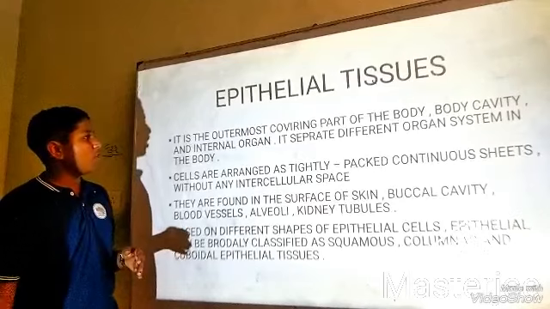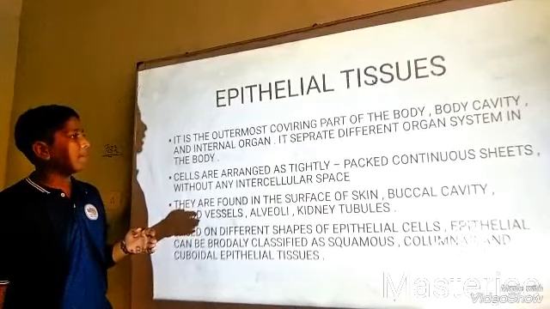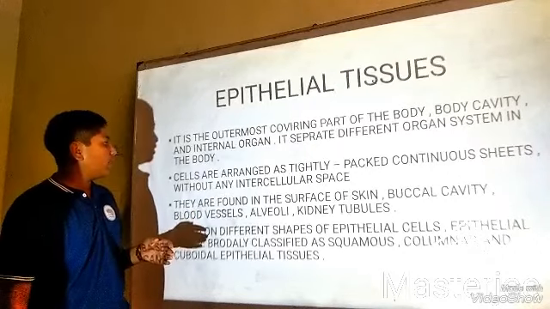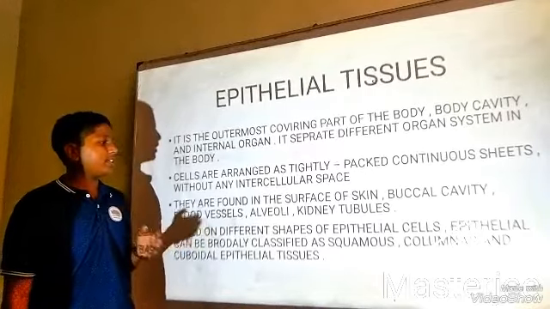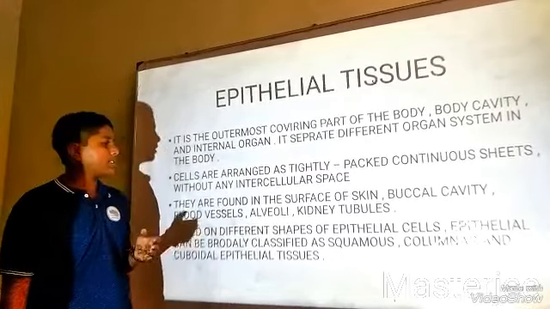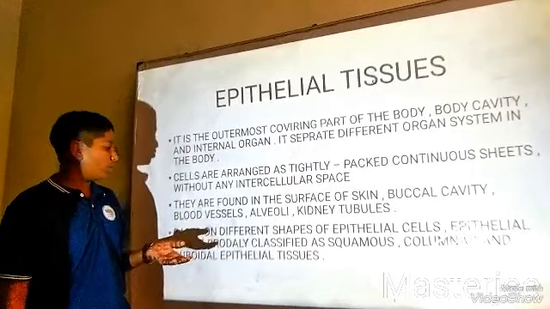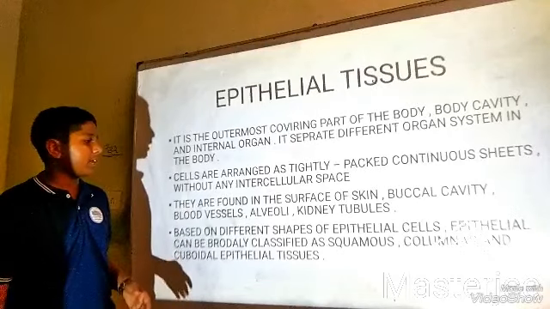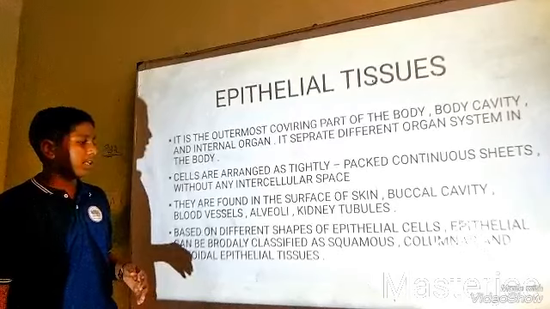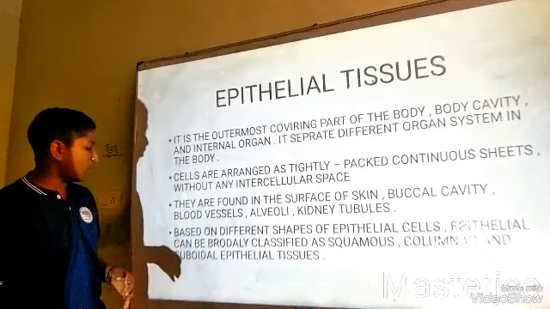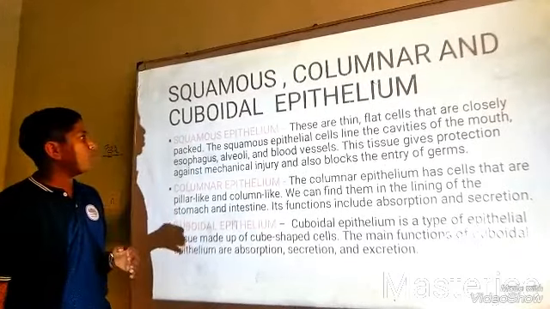Epithelial tissue. It is the outermost covering of the body cavity and internal organs. Cells are arranged as tightly packed continuous sheets without any intercellular space. They are found on the surface of skin, buccal cavity, blood vessels, alveoli, and kidney tubules. Based on the different shapes of the cells, epithelia can be broadly classified as squamous epithelium, columnar epithelium, and cuboidal epithelium tissues.